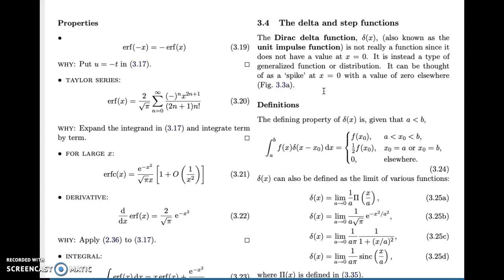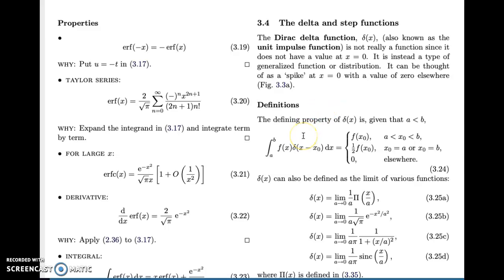It has infinite height but 0 width, which means the area is undefined, so you actually need to define it in terms of an integral. So in fact the area is 1. If you integrate the delta function, you get the answer 1.